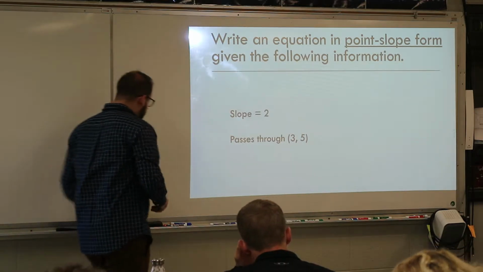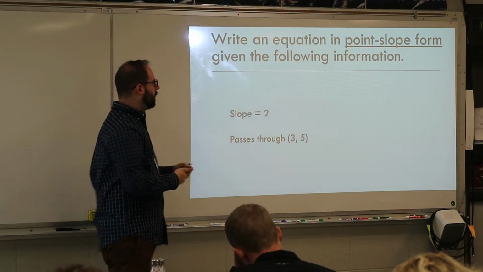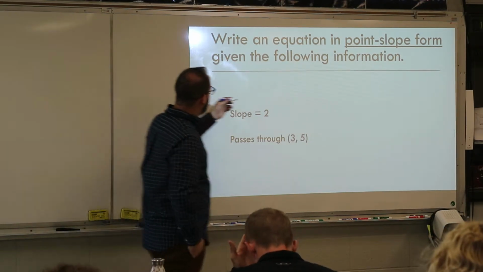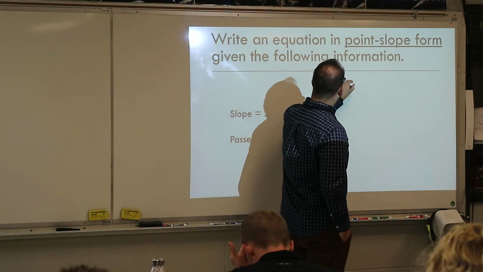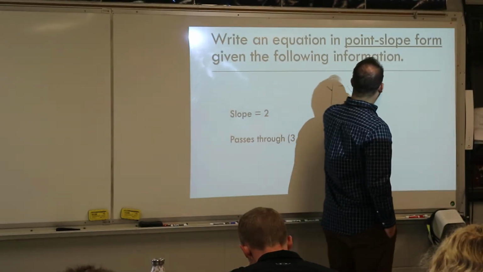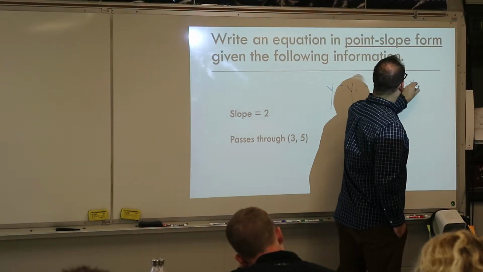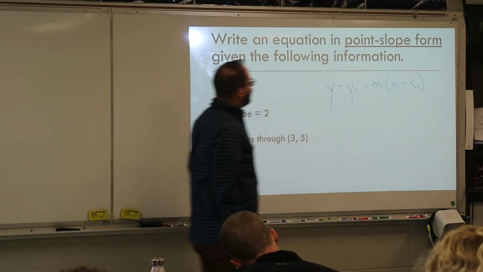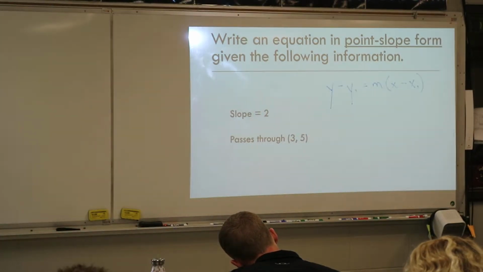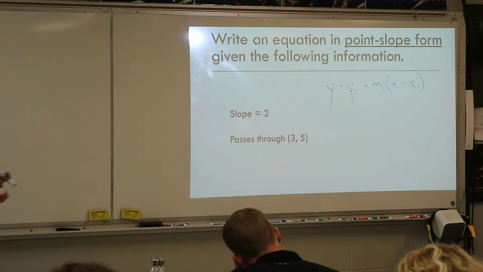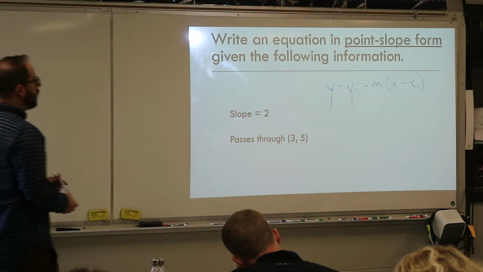So point slope form, again, this will be on the last slide, I'll pop it up here so you can see it. But this is point slope form: y minus y1 equals m times x minus x1. So that's my form. That's what I want to go to, right? So I'm using slope, I'm using your coordinates, I'm going to plug in my numbers.